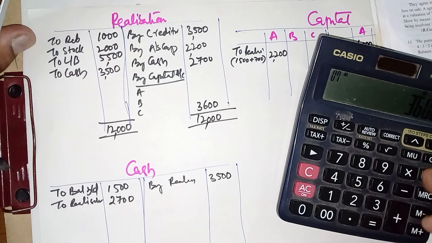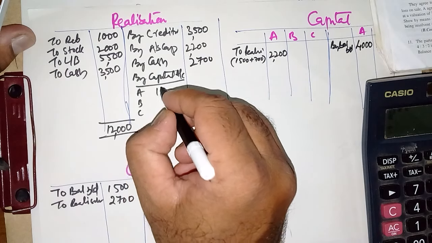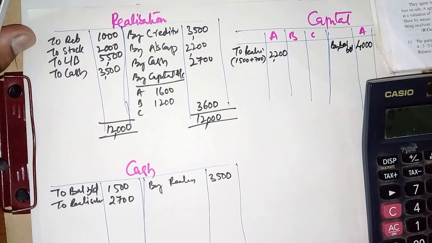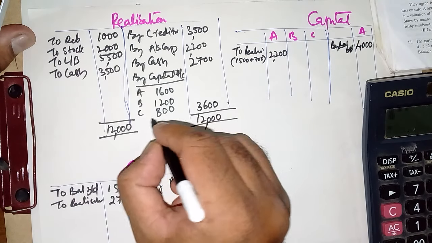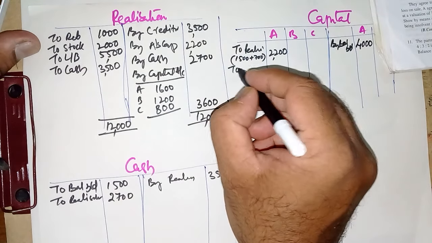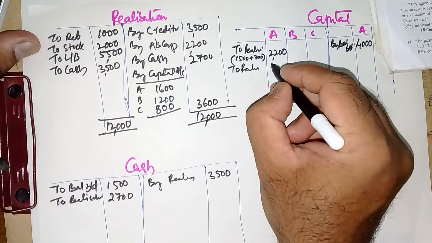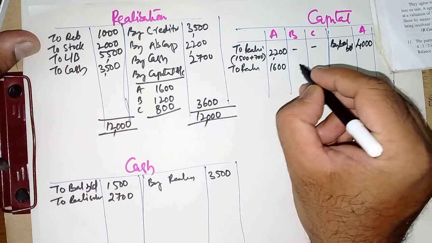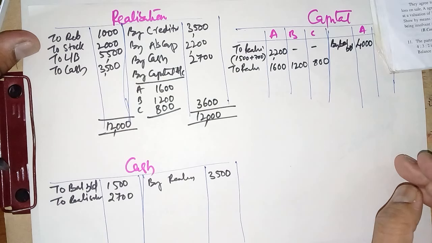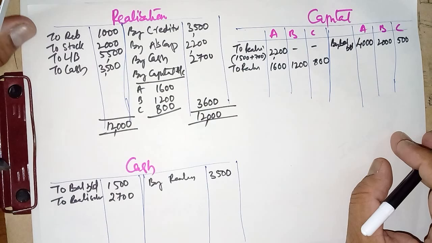So in this ratio we will distribute this, 4:3:2, that is divided by 9. Then it will be 1,600, 1,200 and 800. Right? So once we have distributed this loss, it will be recorded in the capital account as to realization. Here realization is credited, and the capital accounts will be debited with the respective amounts 1,600, 1,200 and 800. Clear?